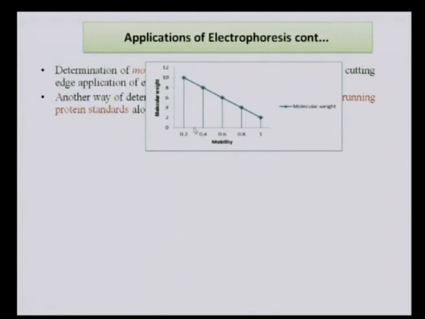Here in this graph, we are trying to explain how we can measure the molecular weight of a protein by plotting a graph of molecular weight against mobility. If you see, the higher the molecular weight, the lesser the mobility. For example, only 0.2 mobility, 0.4 is again higher. So as the molecular weight decreases, the mobility increases.